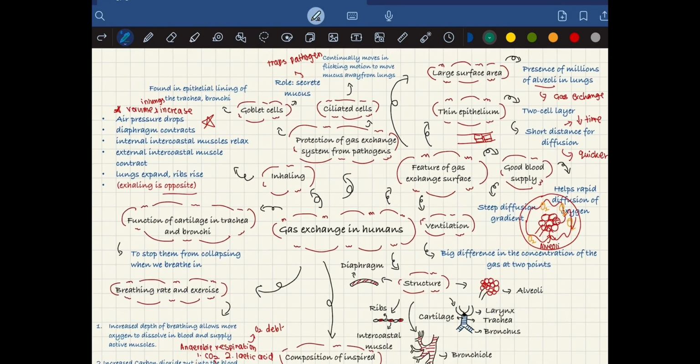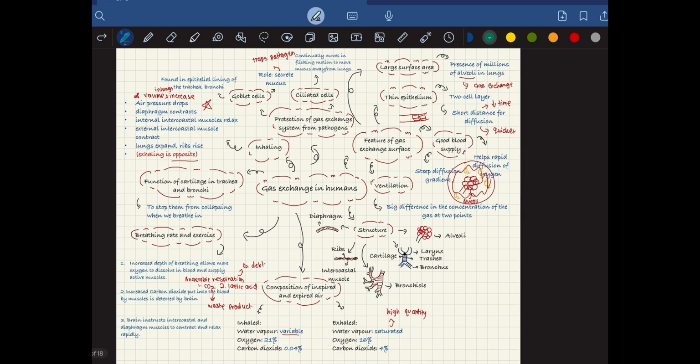Okay, so that's pretty much it for this chapter. It's quite short, but it is also quite easy.